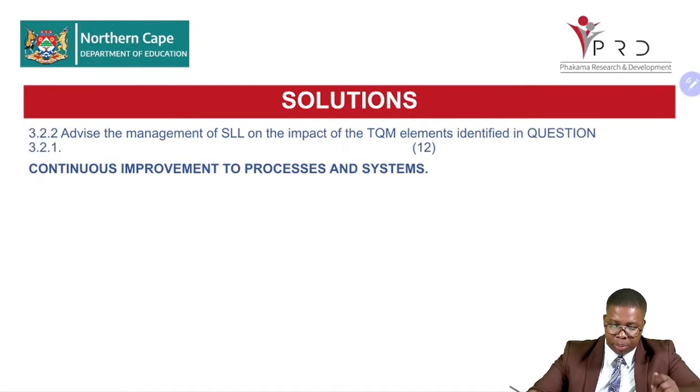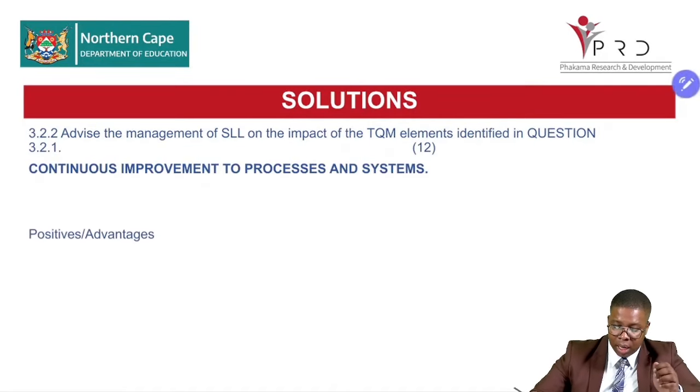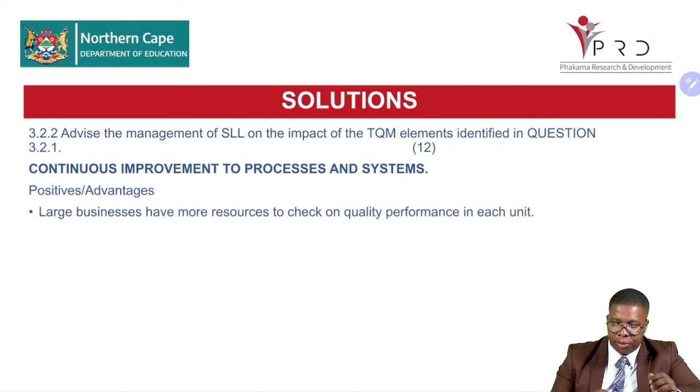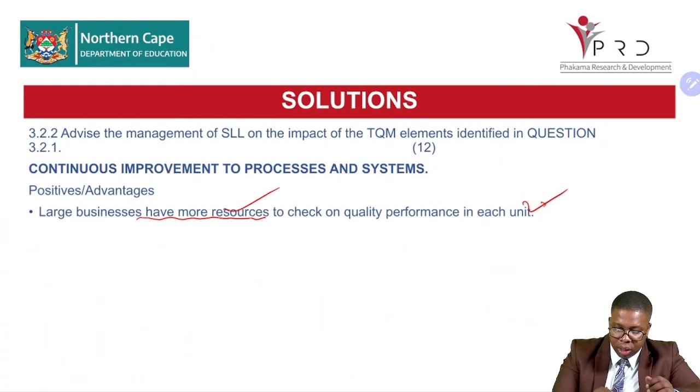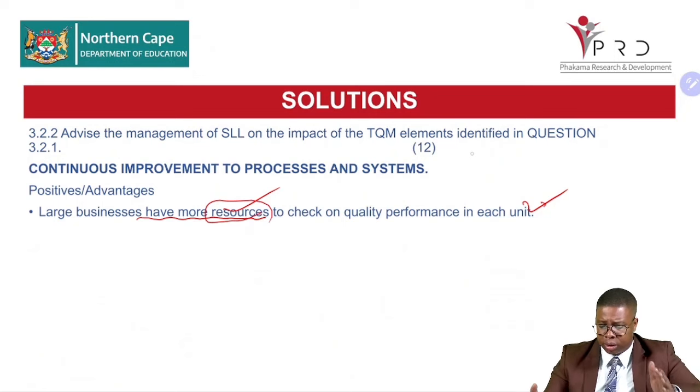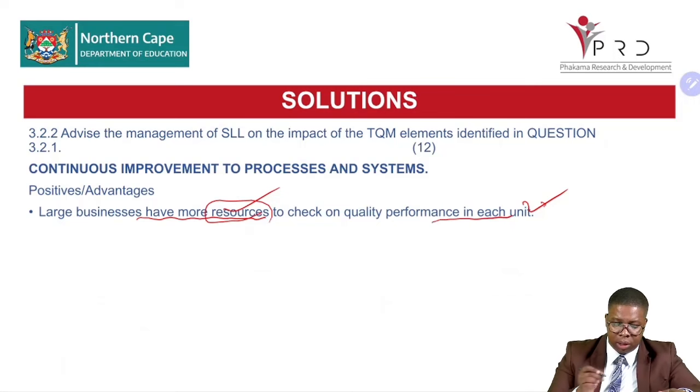Advise on the impact of these TQM elements. Let's advise over them. The positive of continuous improvement to processes is that large businesses have more resources to check on quality of performance in each unit. And when we are talking about resources, remember in grade 10 we talked about physical resources, human resources, technological. So large businesses have more of those resources to check on quality of performance in each unit.